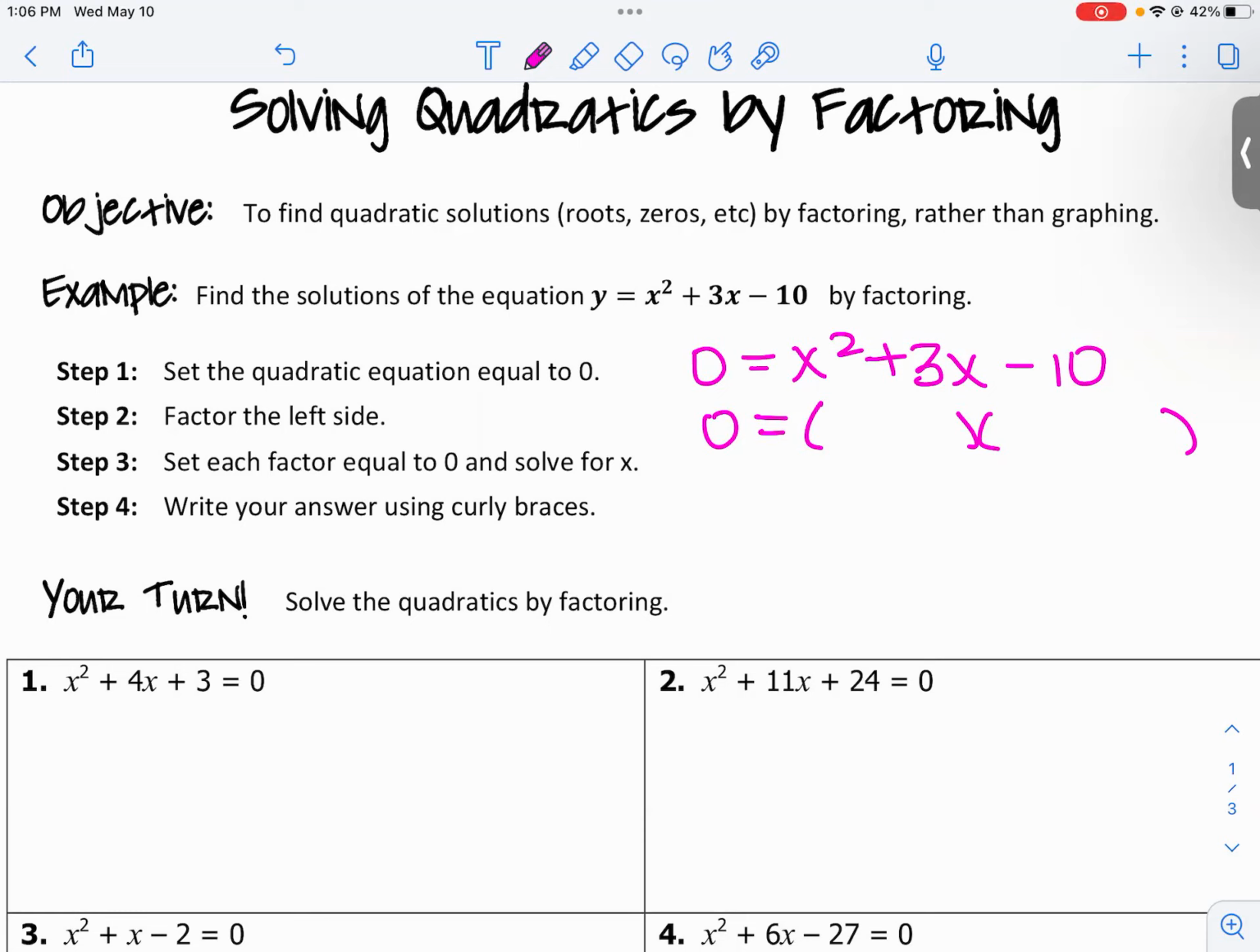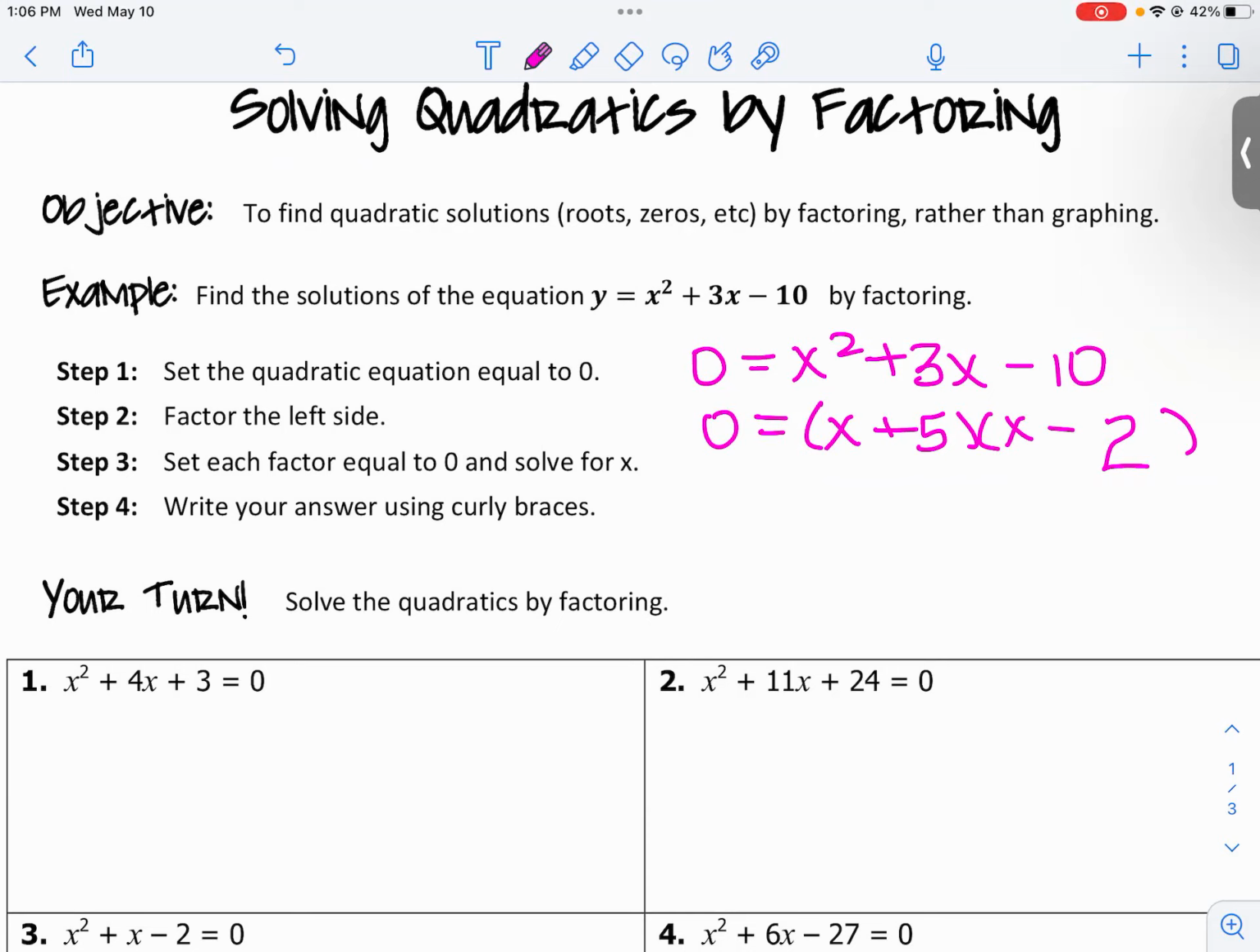Gavin, what does this factor to? What multiplies to negative 10 and adds to positive 3? Well, one's a minus, one's a plus. Oh, good. Okay. 5 times negative 2 is negative 10. 5 plus negative 2.